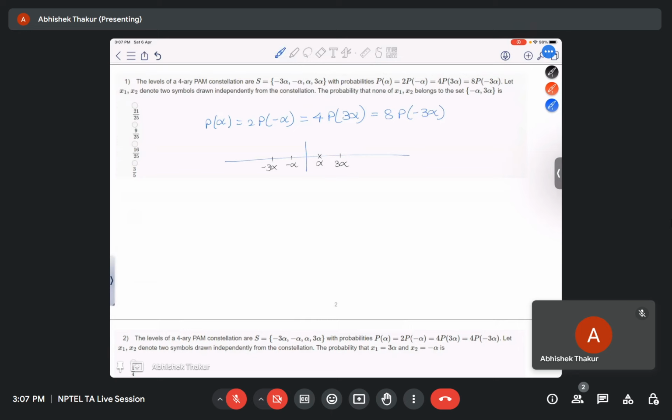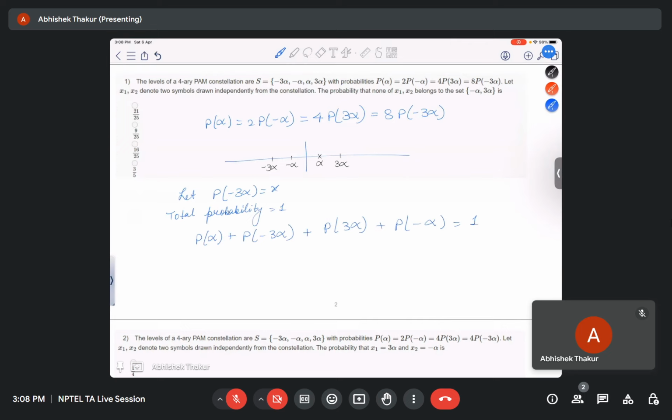So now, let's suppose probability of constellation minus 3 alpha is equal to x. And we know that total probability should also be equal to 1. So probability of alpha plus probability of minus 3 alpha plus probability of 3 alpha plus probability of minus alpha, this value should be equal to 1.